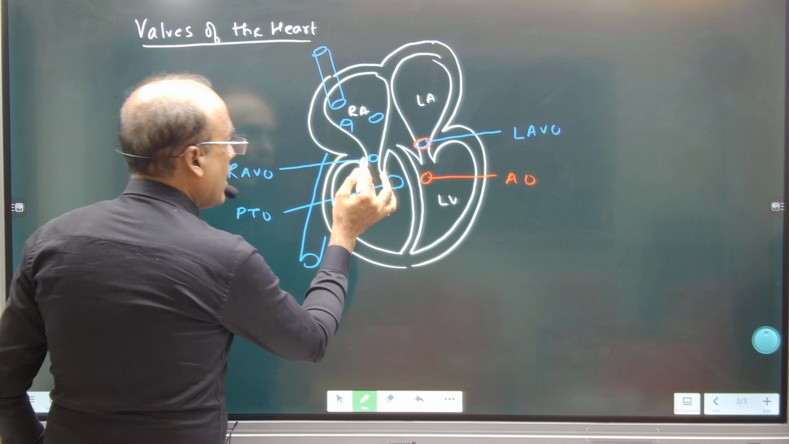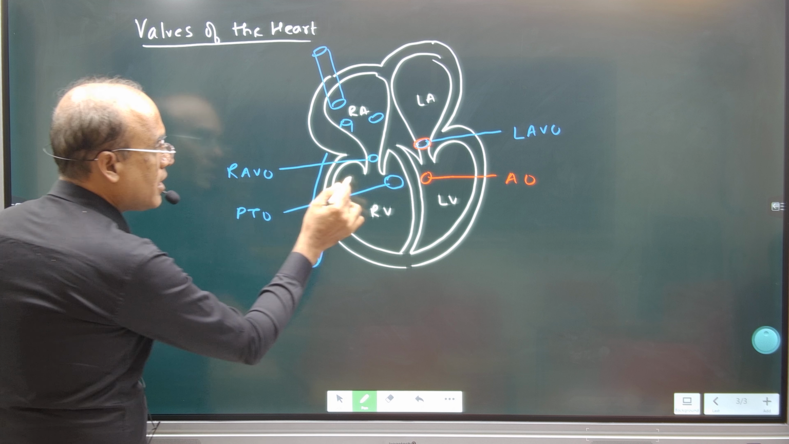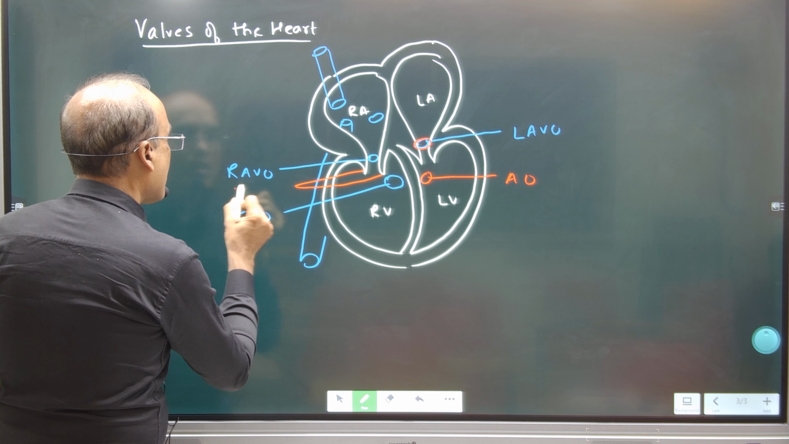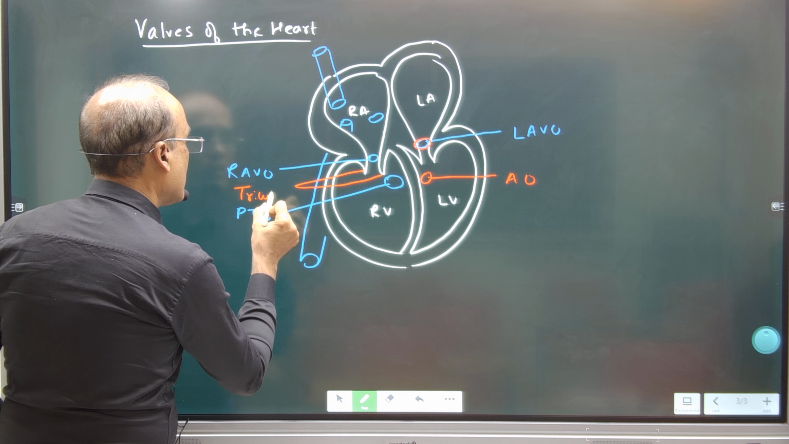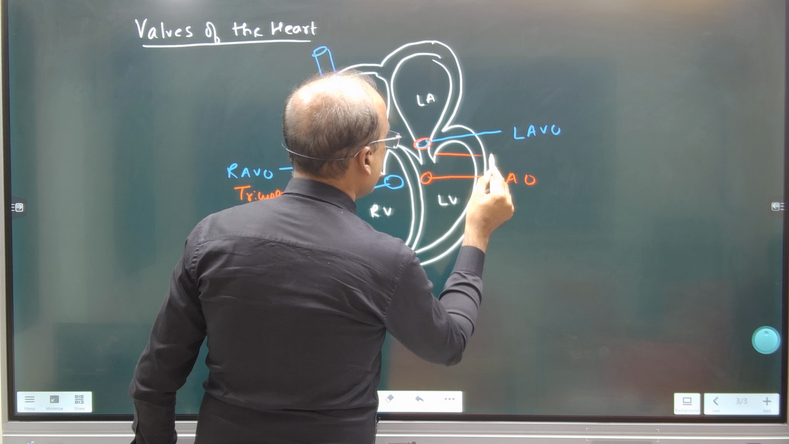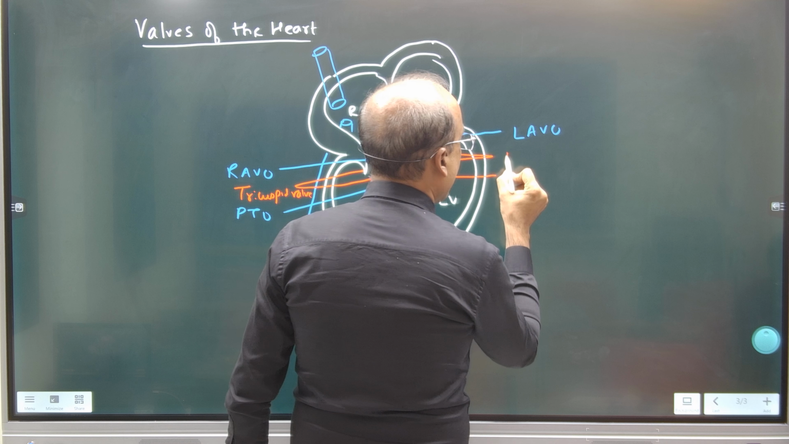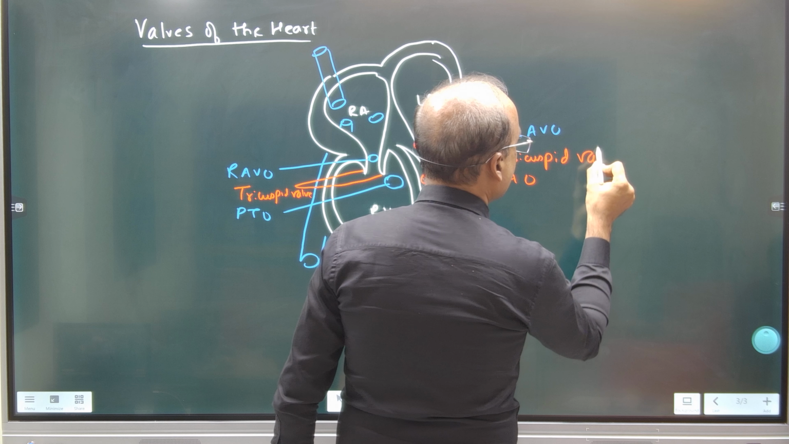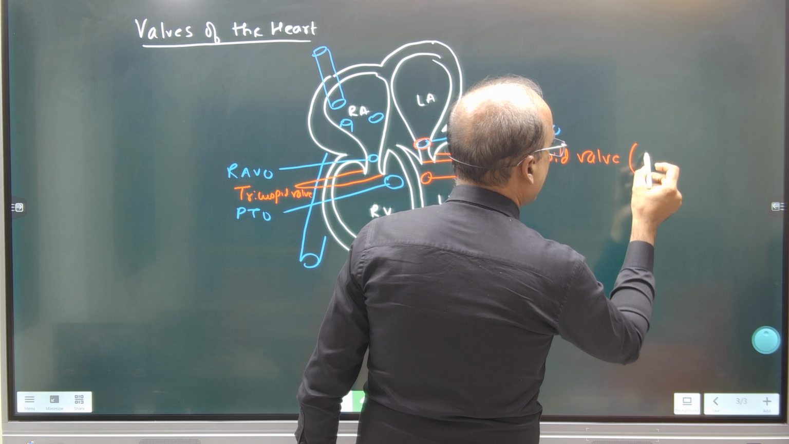In the right atrioventricular opening there are these cups, you can see the cups. These cups are nothing but the tricuspid valve, and these cups you can call a bicuspid valve. The bicuspid valve is also called the mitral valve.